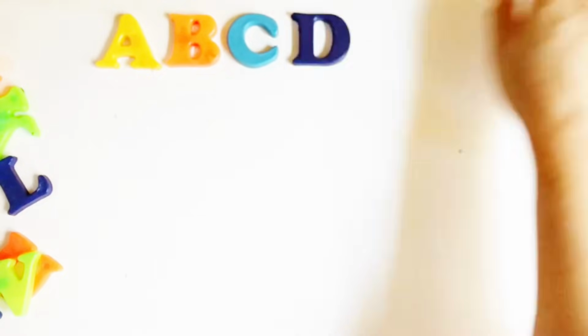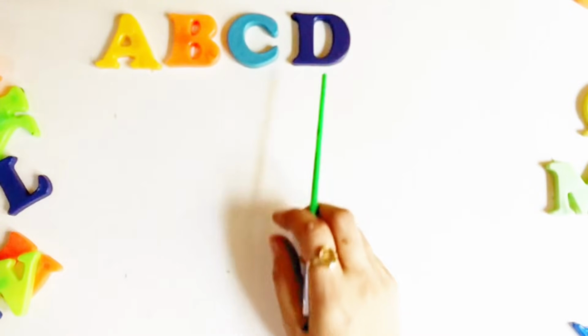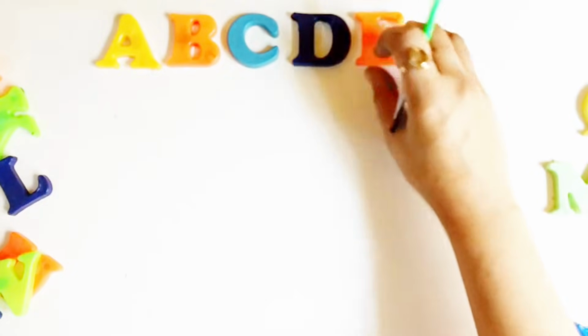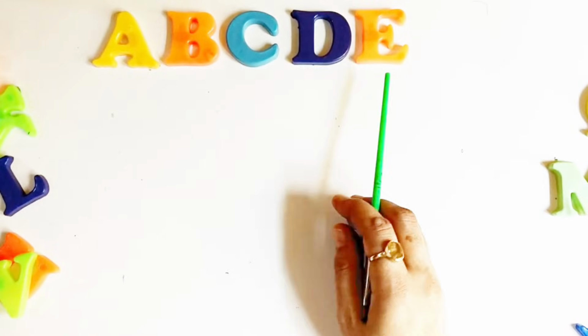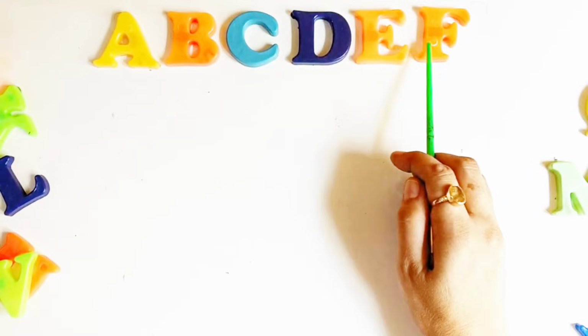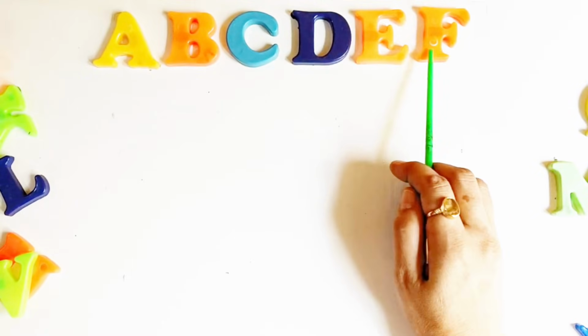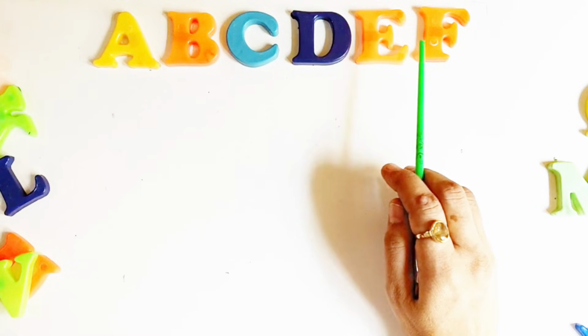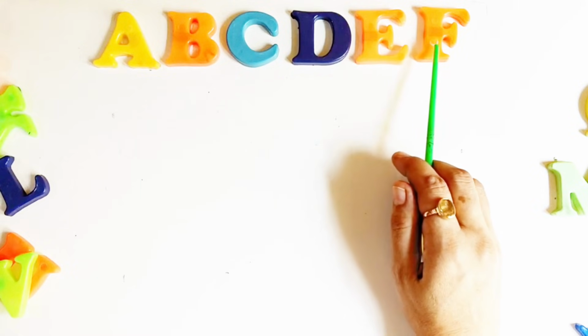D. D for dragon. This is E. E for egg. This is F. F alphabet. F for flowers.